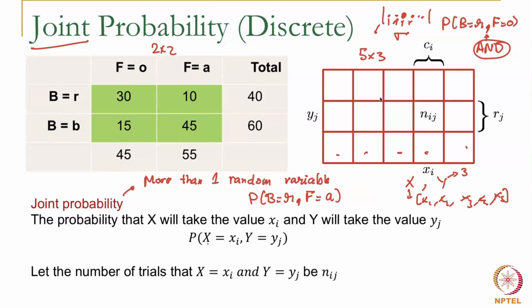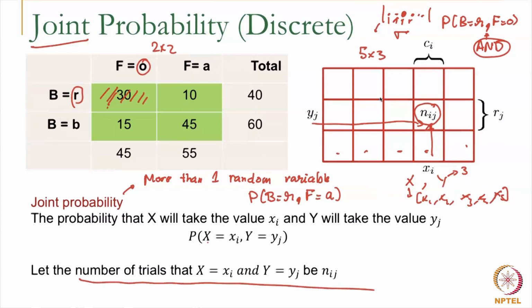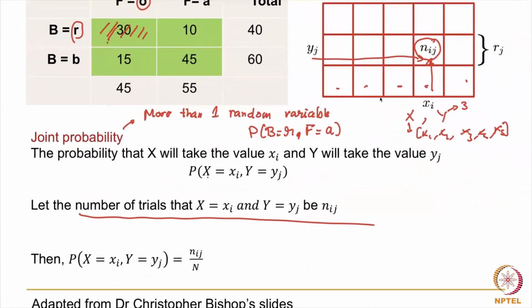Okay, so just like here, I was concentrating on some particular block. This would be the block which talks about in how many trials we had the red basket as well as the fruit as an orange. This will talk about in how many cases did I get the jth value for Y and the ith value for X. So for example, the number of trials, please notice here, X equal to xi and Y equal to yj. For example, in the 5-sided dice, I threw 4 and in the 3-sided dice, I threw 2. Okay, so that would be an example of this case.